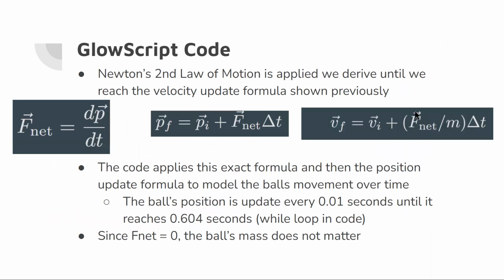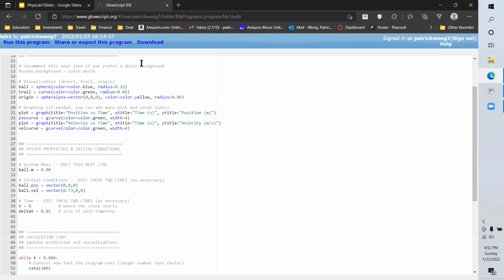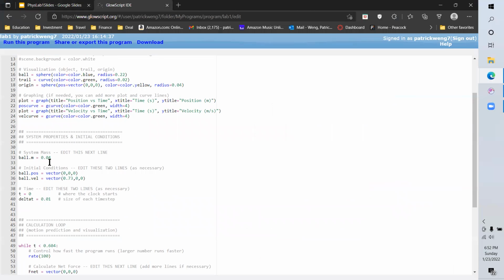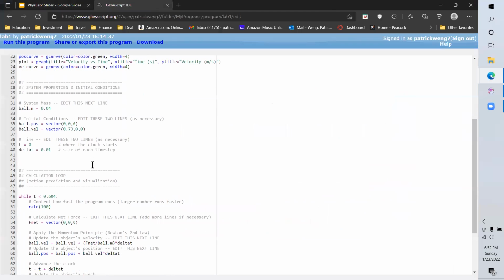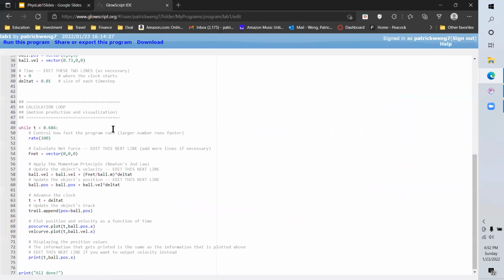So now let's check out the GlowScript code. So here is the GlowScript code. We have a ball mass of relatively 0.04 kilograms. Here we have our initial position vector, our initial velocity vector, and we chose a delta t of 0.01 seconds. Now back to the slide.